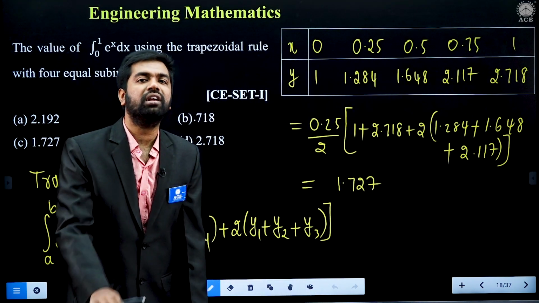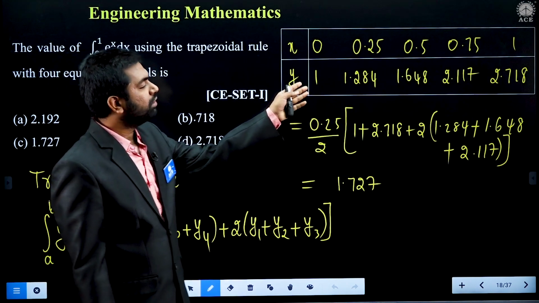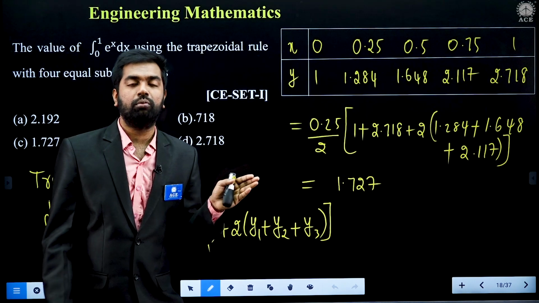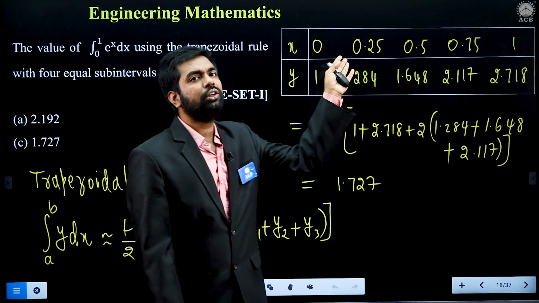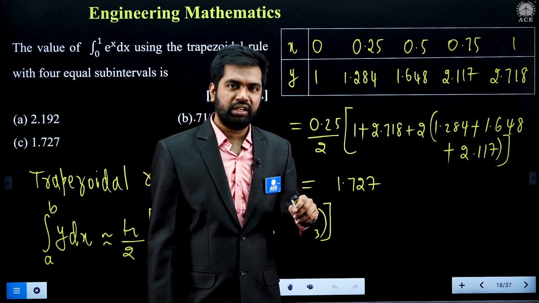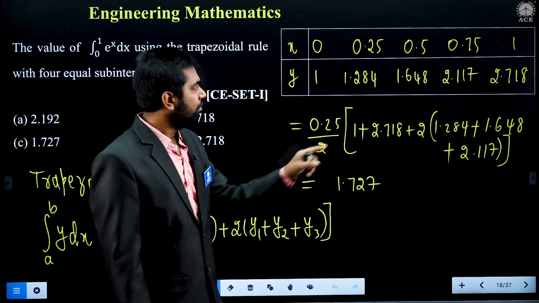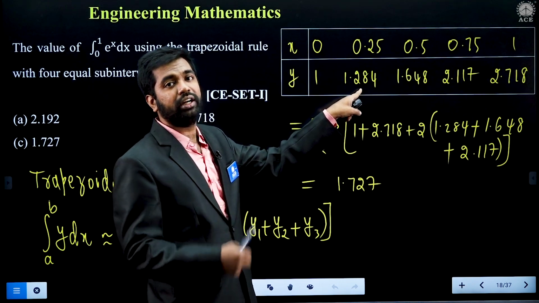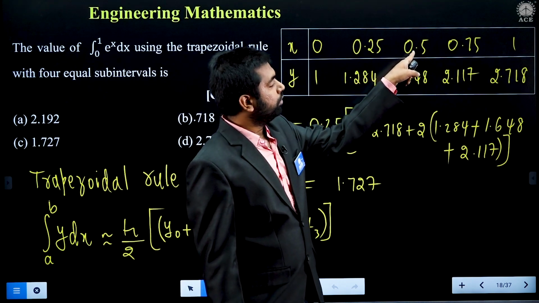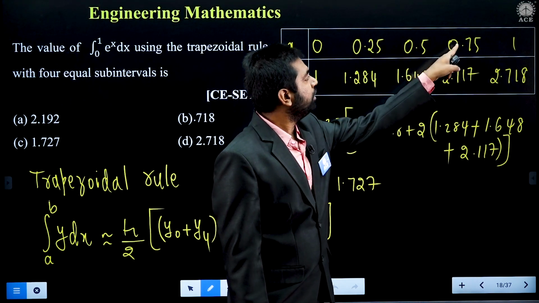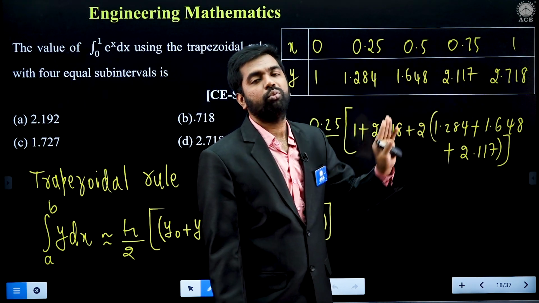What is the function that he gave? He gave e power x. So now, what's the value of e power x when x is 0? E power 0, 1. What's the value of e power x when x is 0.25? E power 0.25. So you have to use your virtual calculator, find the value, right? I have already done it for you. So this is e power 0.25, e power 0.5, e power 0.75, e power 1.